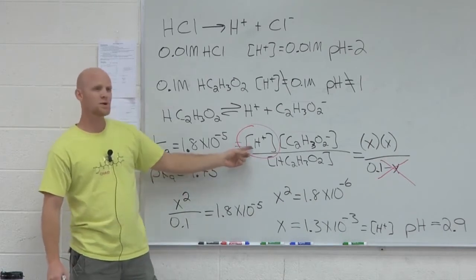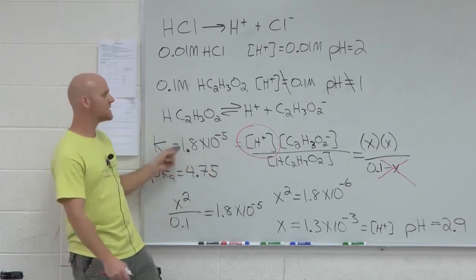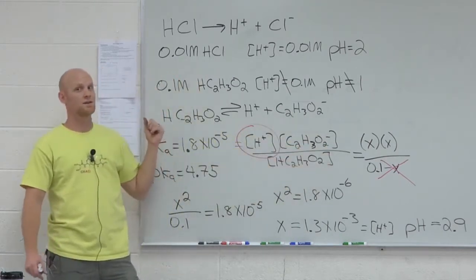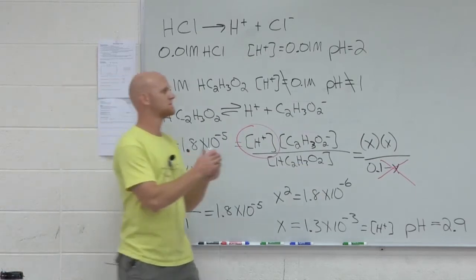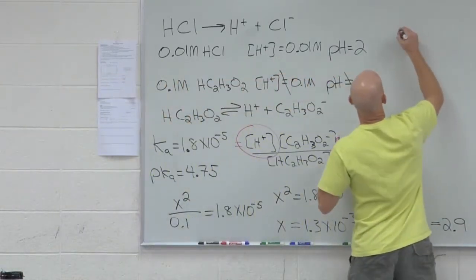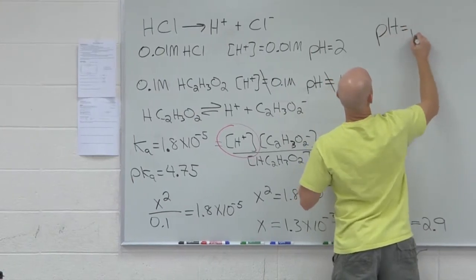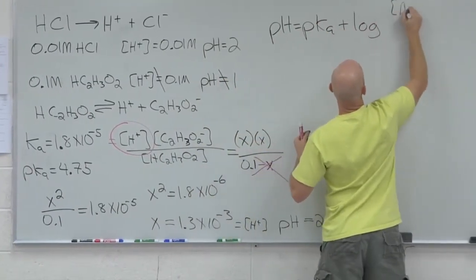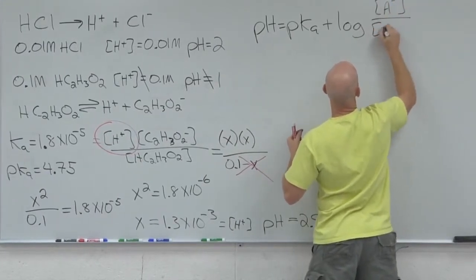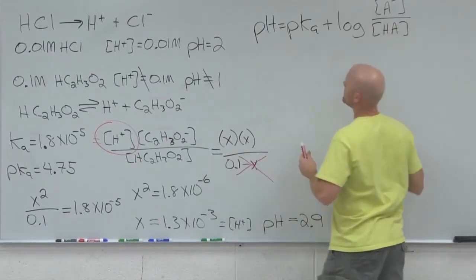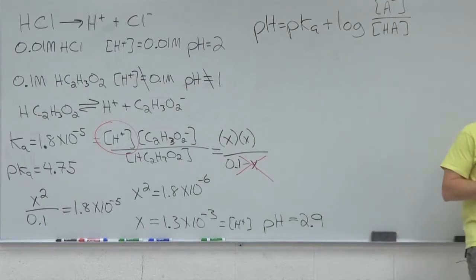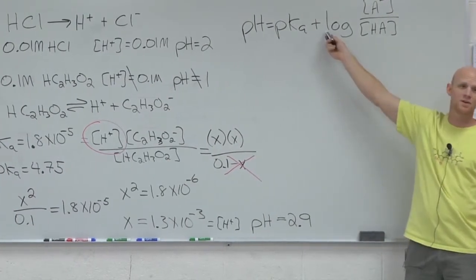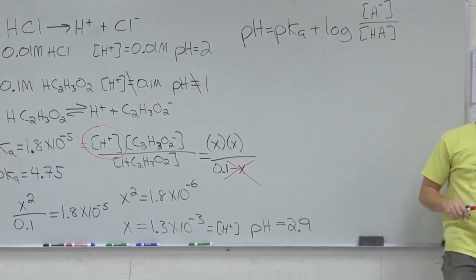But we often don't even use this equation anymore. We take the negative log of this whole equation and get what famous equation? Henderson-Hasselbalch, sometimes called the David Hasselhoff equation. Take the negative log of that Ka expression, rearrange it a little bit. This is where you get the Henderson-Hasselbalch.